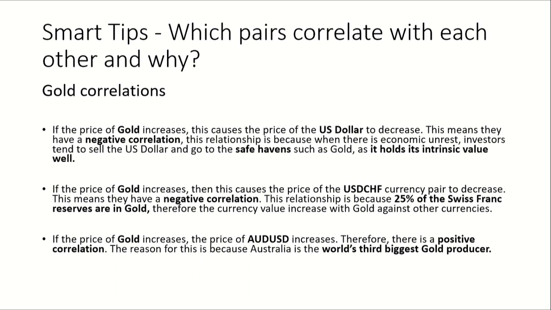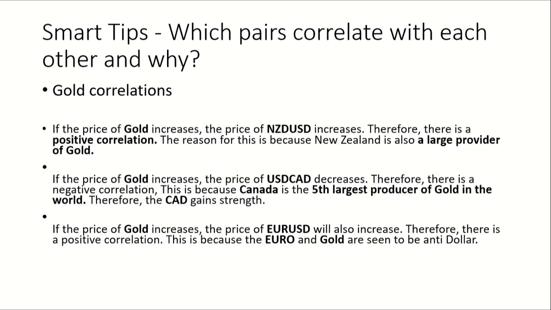Another currency that is very close to the Australian dollar and therefore very well correlated is the New Zealand dollar, or Kiwi. As we know, the Australian dollar and the New Zealand dollar pairs move very similarly, and we can also notice that with gold. So moving on to the New Zealand dollar US dollar pair. If the price of gold increases, no surprise, the price of the New Zealand dollar against the US dollar increases as well. Therefore, there is a positive correlation, just as we saw with the AUD-USD pairing. The reason for this is because New Zealand is also a large provider of gold.